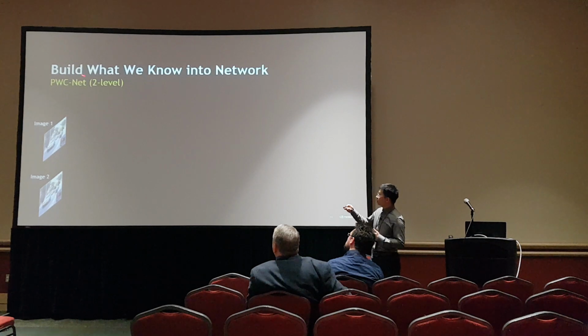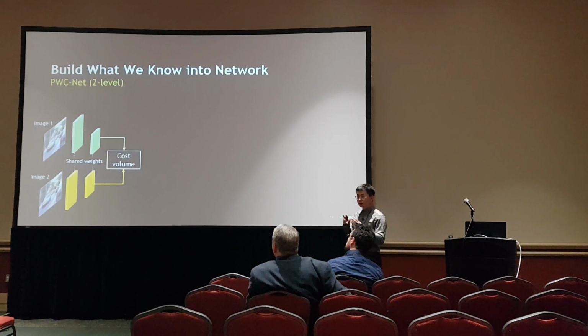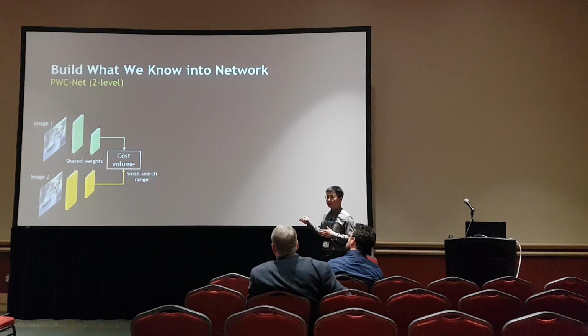I will use just a two-level pyramid to explain the idea. Given the two input images, we can construct the feature pyramid. And this one is a very small scale. Then we can construct the cost volume by comparing features of the first image to features in the second image. Because the motion is very small, we can use a very small search range.